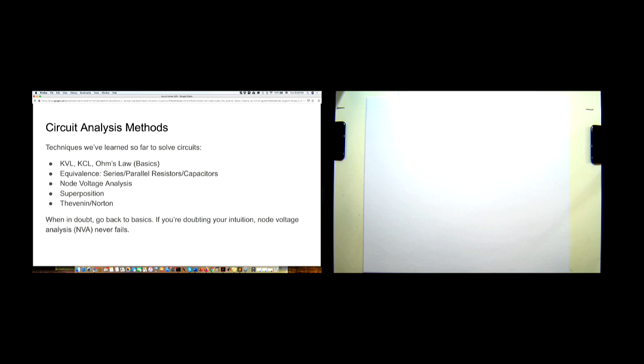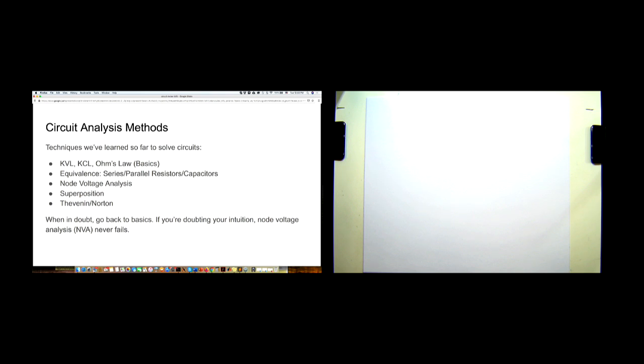Now, the techniques that we've learned so far in order to analyze circuits are KVL, Kirchhoff's voltage law, KCL, Kirchhoff's current law, and Ohm's law. We have used equivalence, series and parallel resistors and capacitors. We've used NVA, the node voltage analysis, superposition, and also we've seen the Thevenin and Norton equivalence. That's what we're going to be talking about in this module.